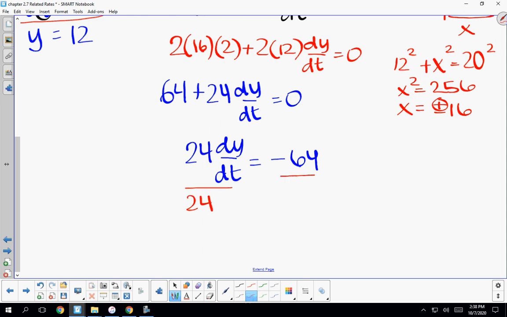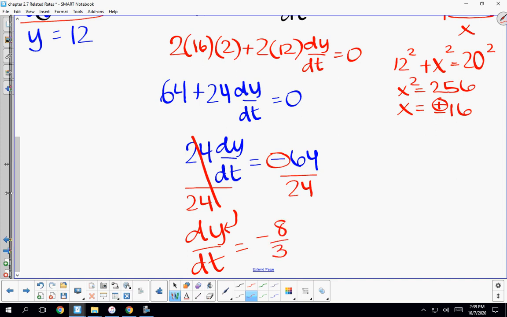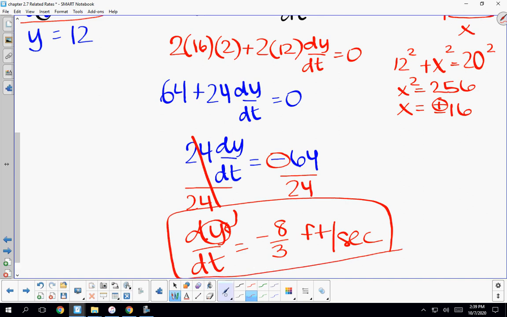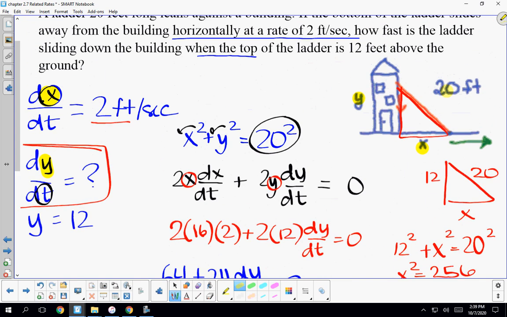Finally, I can divide by 24. And I see that dy/dt is negative, meaning the y should be getting smaller. You can reduce if you want. You can divide everything by 8 and get negative 8/3. And here we were measuring in feet per second. So since this is the distance of y, this is just going to be feet per second. So y is decreasing at a rate of 8/3 feet per second, as the ladder is falling down the building.